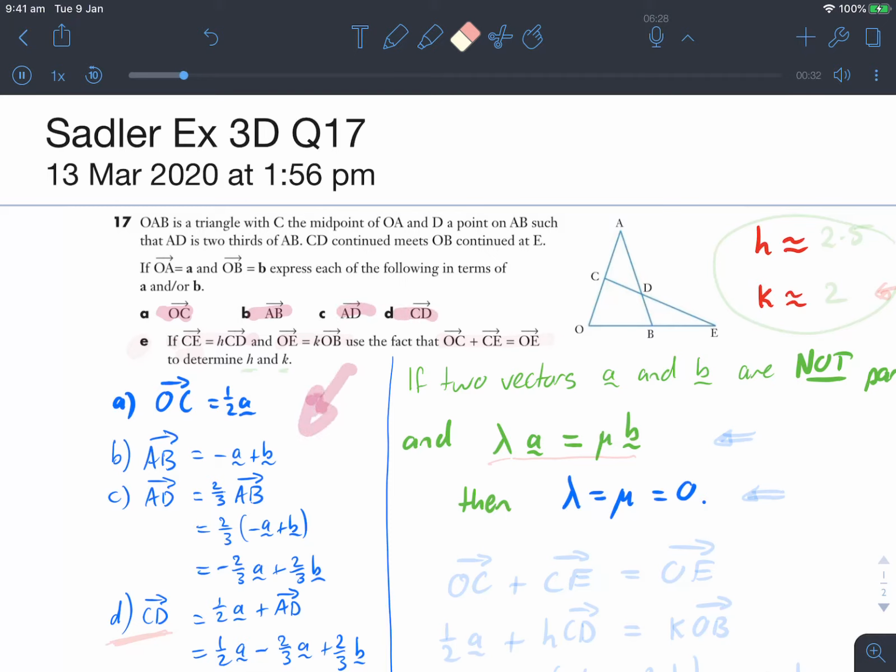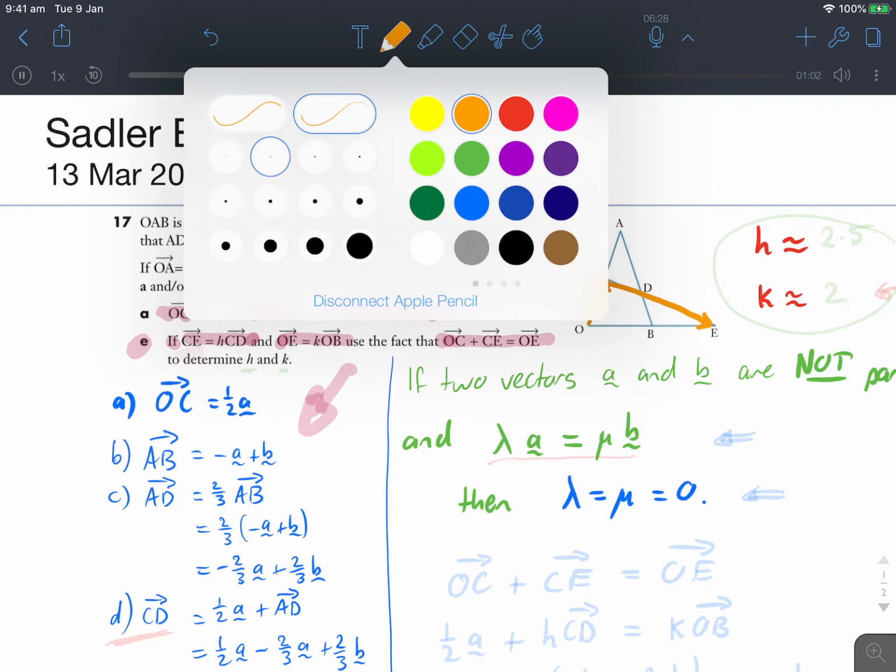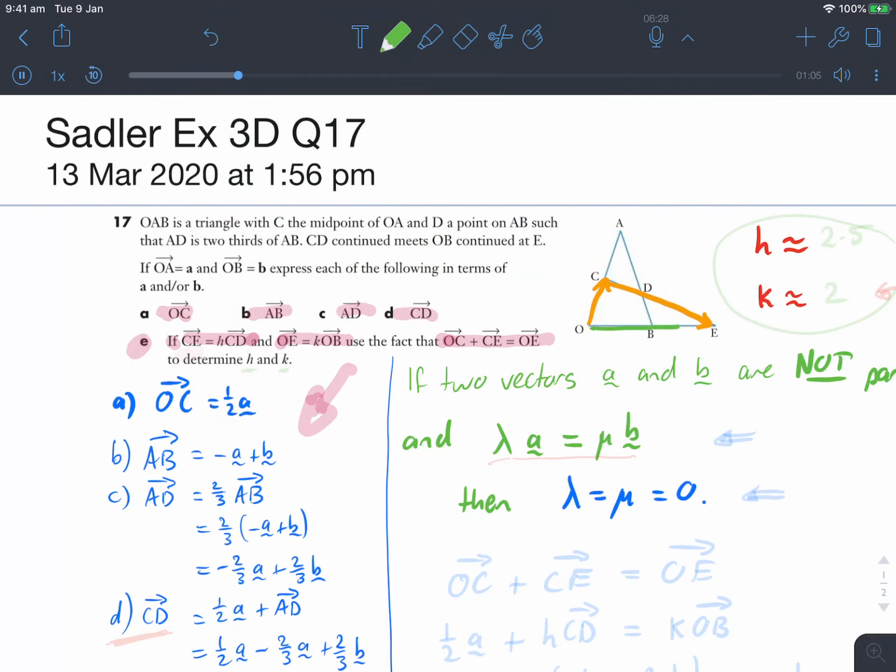So what we're going to do is have a go at question E, and we'll see how we go with that. Now with E it says if CE is equal to H CD and OE is equal to K OB, use the fact that OC plus CE, so this part here, just the vector addition OC plus CE, will be equal to OE. We're going to use that information to find the values of H and K.